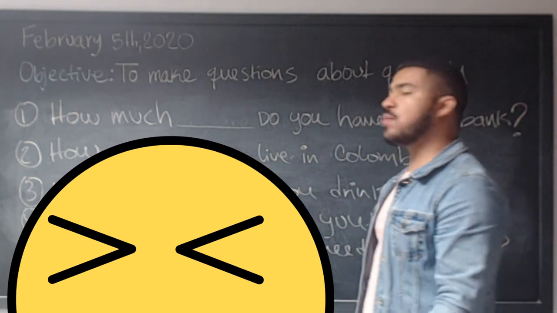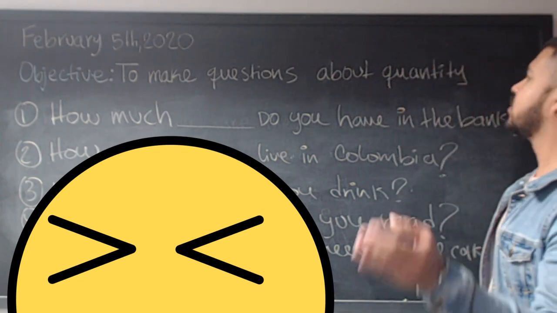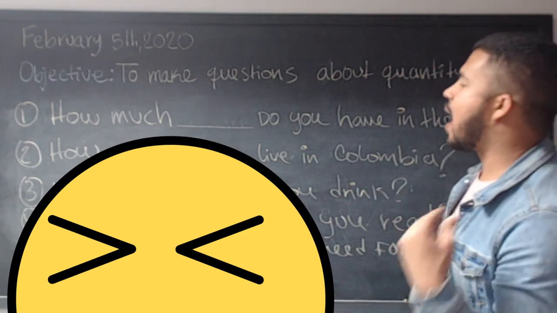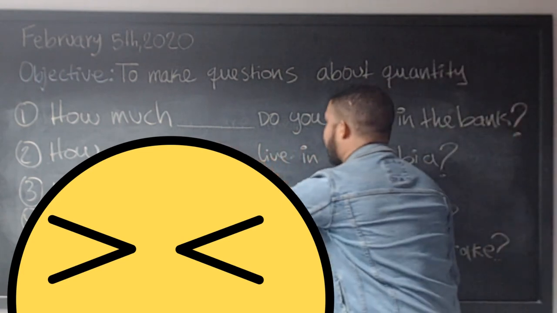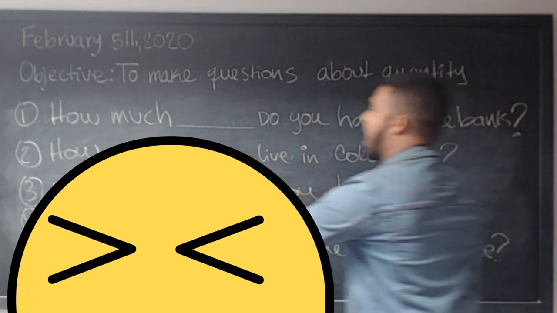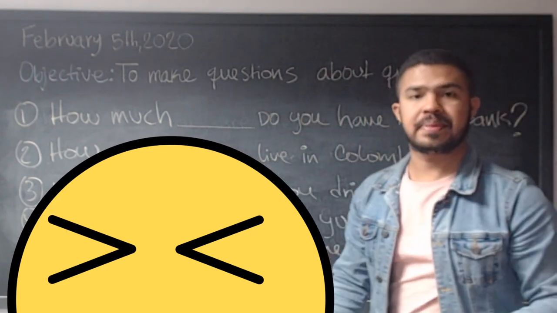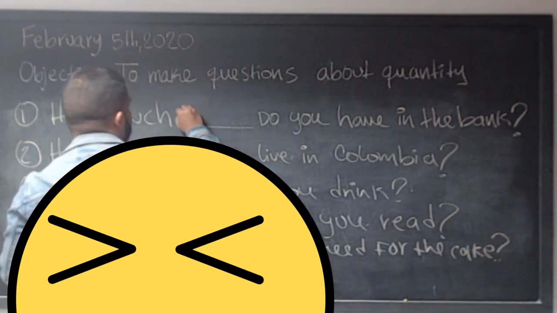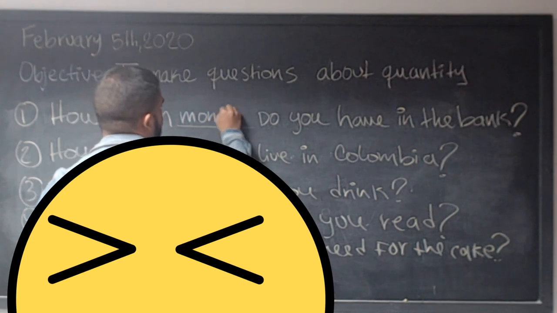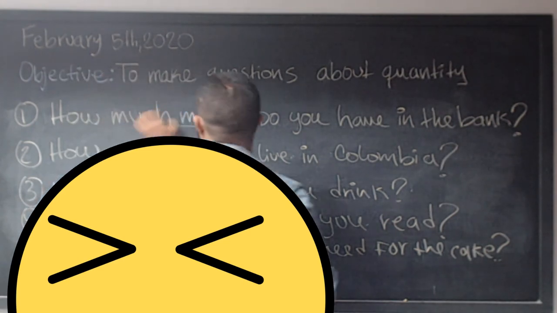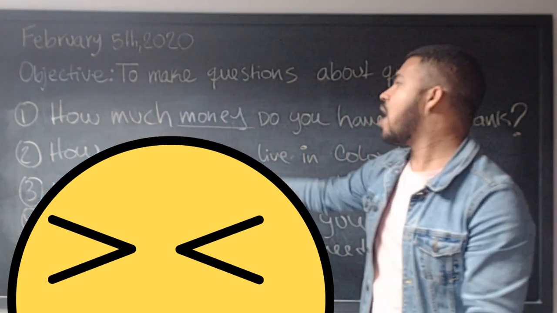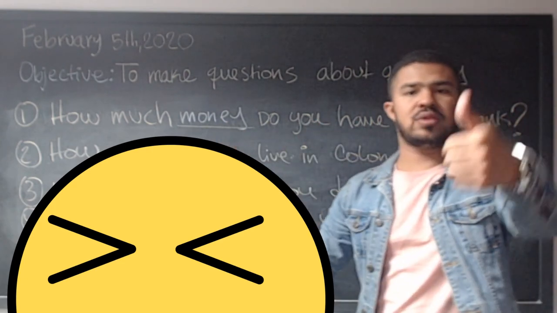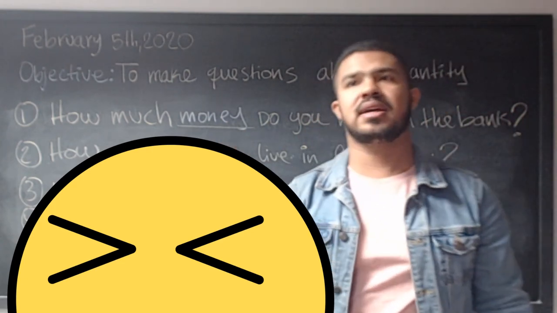Number one. How much now do you have in the bank? Bradley, how much money do you have in the bank? Very good. Excellent. So money is uncountable, you use how much. How much money do you have in the bank? Good. Second one. Hurry up, guys.